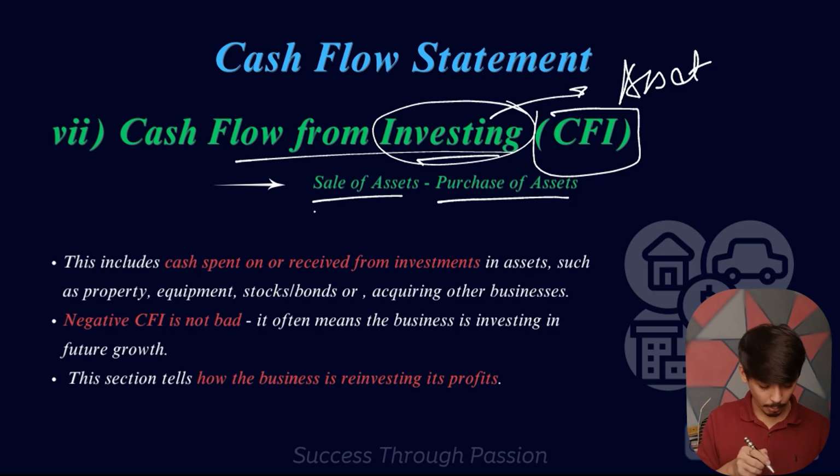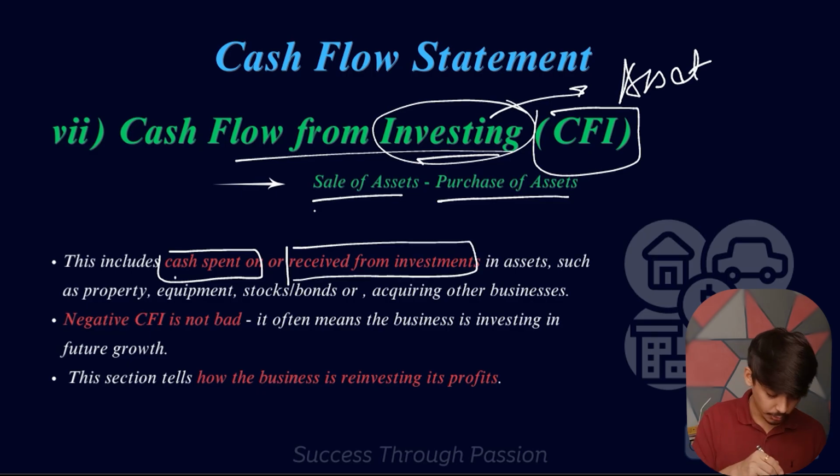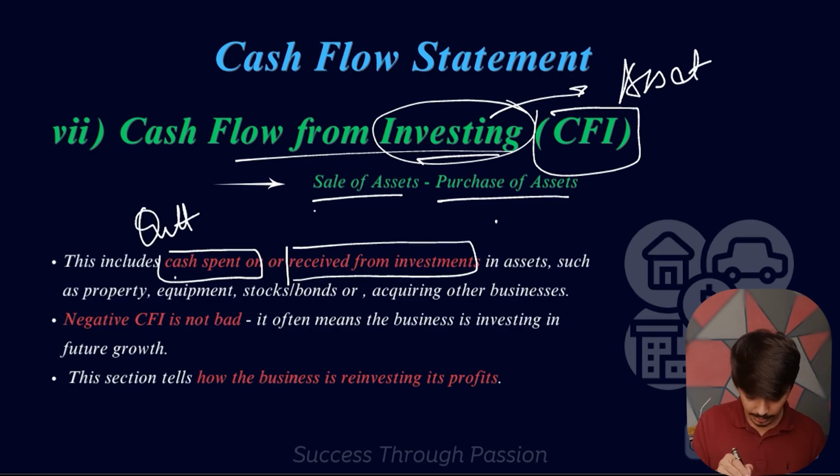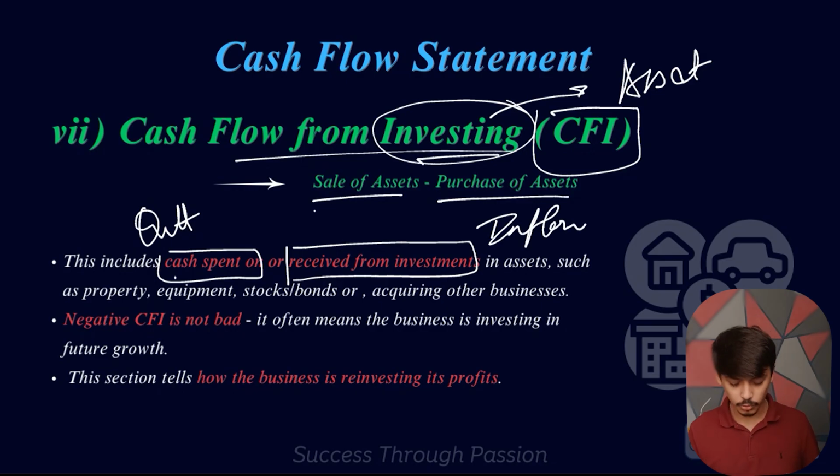Now let's go through the points. Point number one, this includes cash spent on or received from investment in assets such as property, equipment, stock, bonds, or acquiring other businesses. So here point number one is saying cash flow from investing is cash spent on or received from investment. That is either you are paying out cash, which is outflow, or you are receiving from it, that is inflow. And that could be from various types of assets such as property.